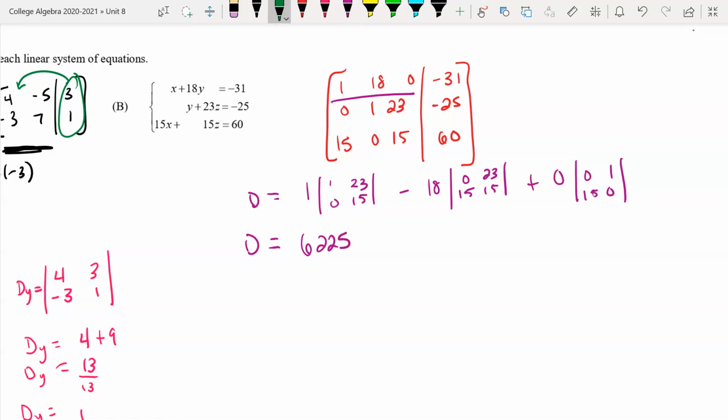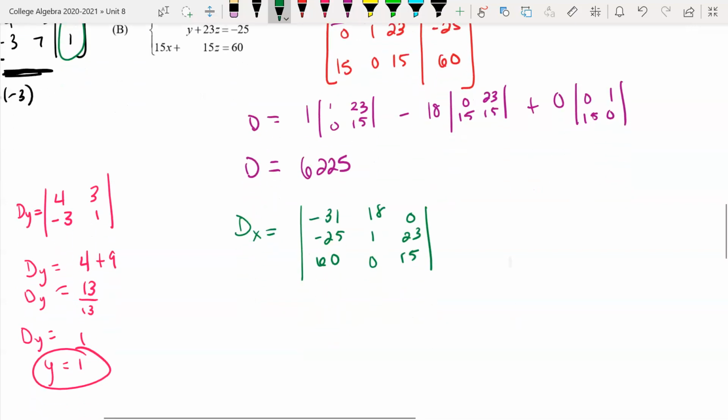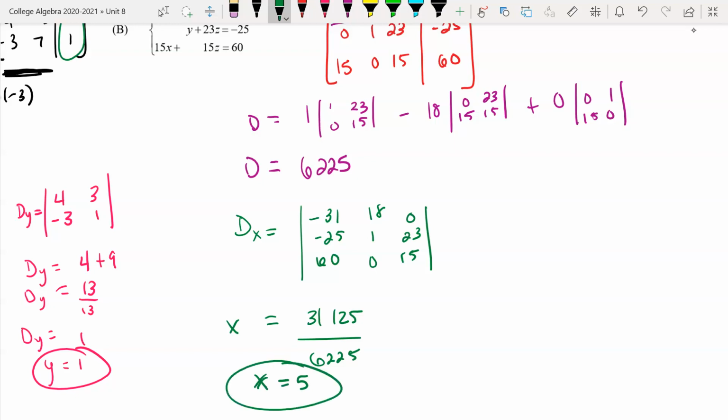So then we would find the determinant of x, which I'm going to replace x with the answer column. So when you do that and you type that into your calculator, you should get 31,125. So I take that and divide it by the original one, and you get x is 5. I will attach another video to this to help you guys with the determinants on your calculator. So I'm going to do the y.